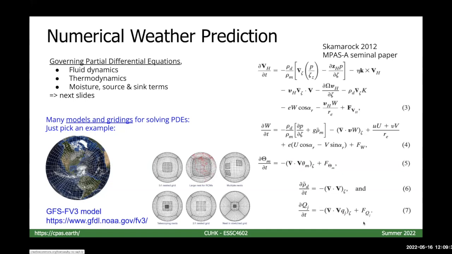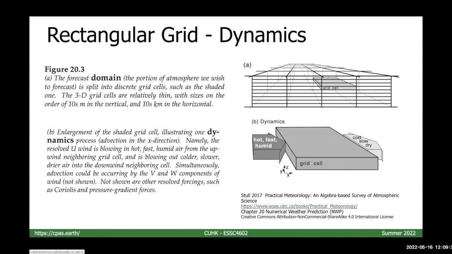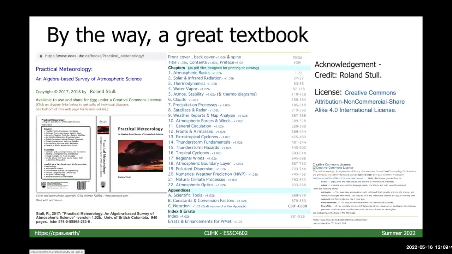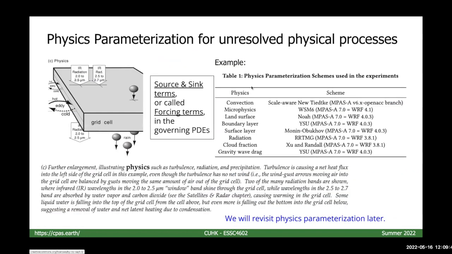So physical processes that have short scales and are not resolved by the grid need somebody to devise some mathematical scheme to estimate the effect in bulk and then put it into the source term or sink term to represent what happens within the cell. Okay, this is a brief introduction.